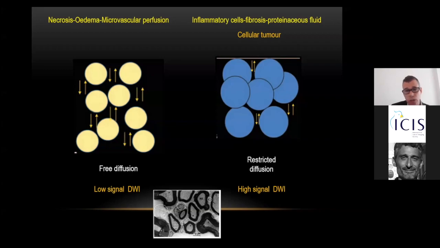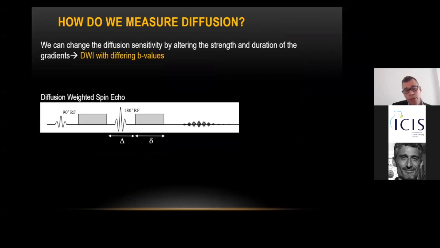And this then contrasts with other substrates that result in free diffusion or low signal on DWI, such as necrosis, edema, and microvascular perfusion. In order to gain the most amount of information that we can from our diffusion-weighted imaging, we need to take one step further, and that is to acquire diffusion-weighted images with a series of different B-values. The B-value can be altered by increasing the magnitude of the diffusion gradient, increasing the gap between them, and increasing their length.